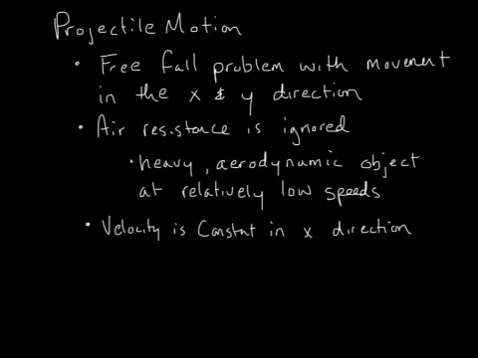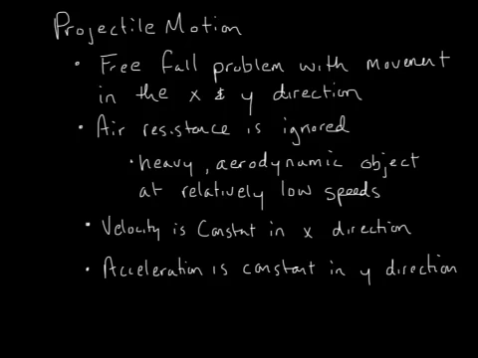Second important thing we need to realize is that velocity is constant in the x direction. So remember we said this is a free fall problem, and for a free fall problem the only force acting on an object is going to be gravity. And gravity is a vertical force, so that gravity is going to change the velocity in the y direction, but it has no effect on the velocity in the x direction. So once you have a velocity in the x direction for a projectile motion problem, that velocity will stay constant until it hits the ground.